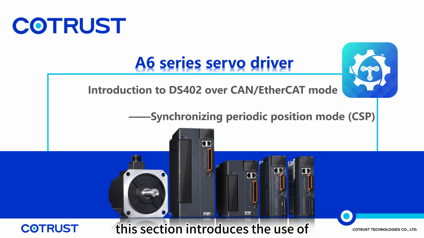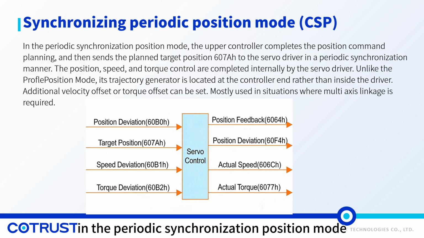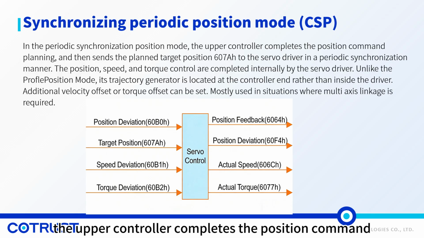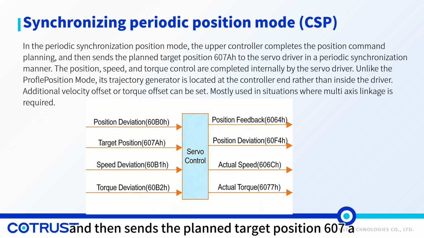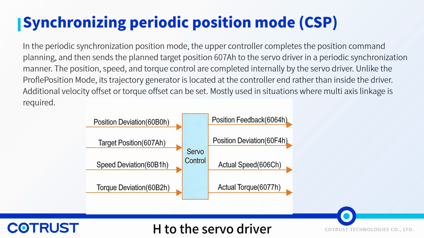This section introduces the use of A6 series servo CSP mode in the periodic synchronization position mode. The upper controller completes the position command planning and then sends the planned target position 607AH to the servo driver. In a periodic synchronization manner, the position, speed, and torque controls are completed internally by the servo driver.